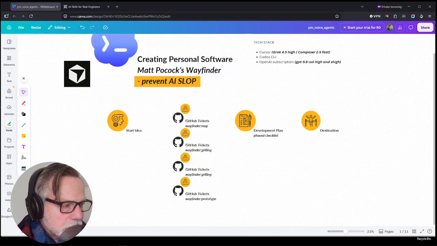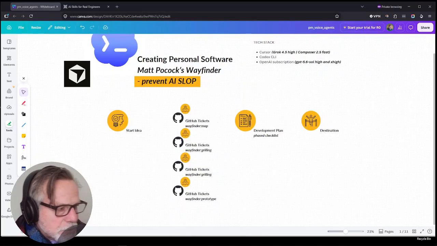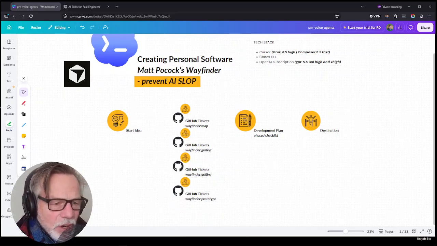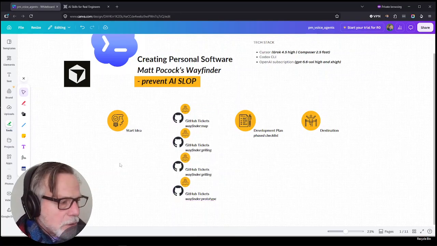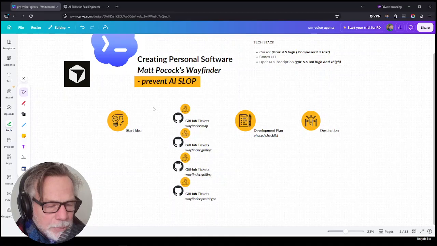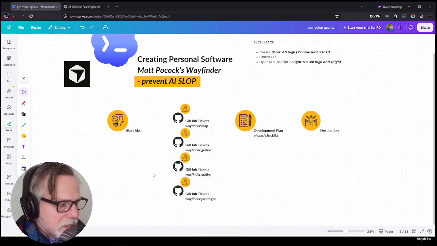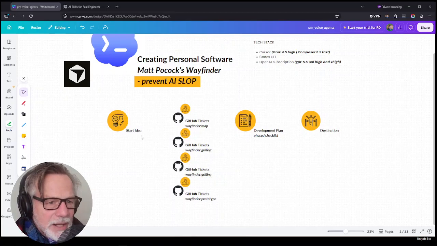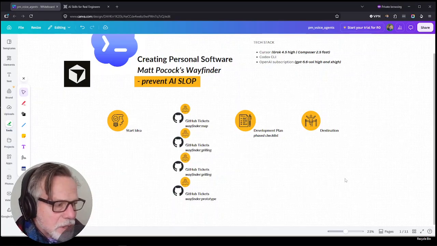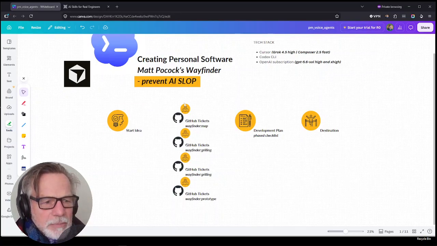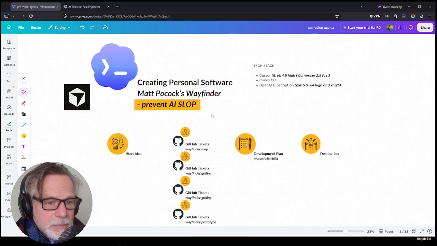Okay, in this video, we're going to look at a technique that will allow you to hand your coding agent highly specific context. Why is this important? Well, primarily it prevents AI slop. And the other key thing is that it will align the outcome of your personal software project much closer to what you envisage.